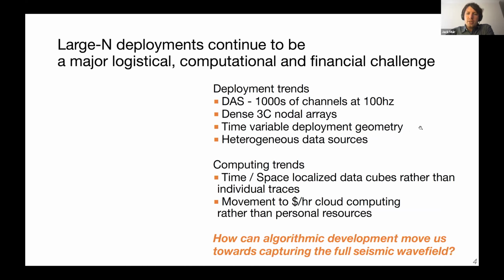And we have heterogeneous data sources that we need to take into account and unify into a single product. And then in terms of computing trends, we want to operate more on time and space localized cubes of data rather than individual time series traces. So we want a time-space localization rather than just time series. And also we're going to move increasingly to cloud computing, where they charge dollar per hour or dollar per compute unit rather than just buying a large computer, which means that we need to think about how we can operate on the data most efficiently, taking into account that we need to upload and download the data products and have some representation that makes best use of these cloud computing resources.